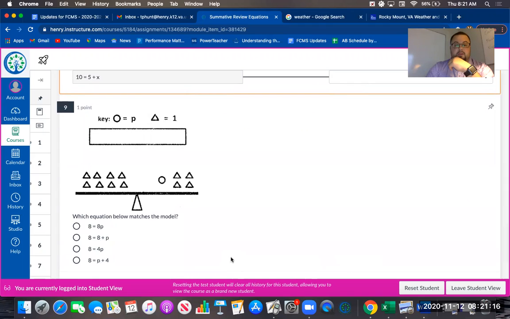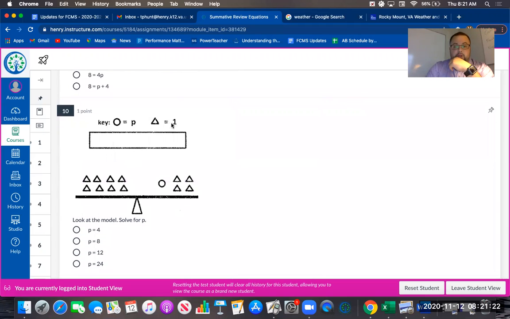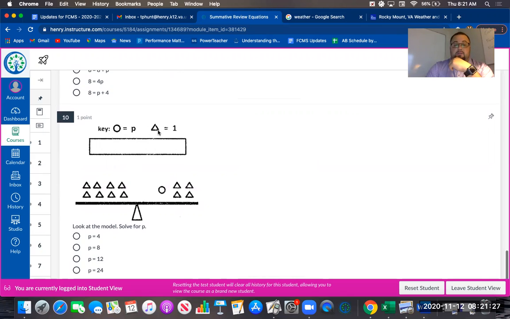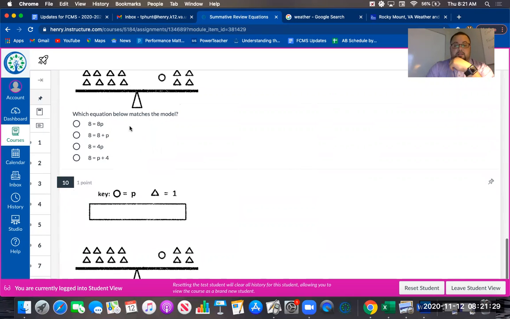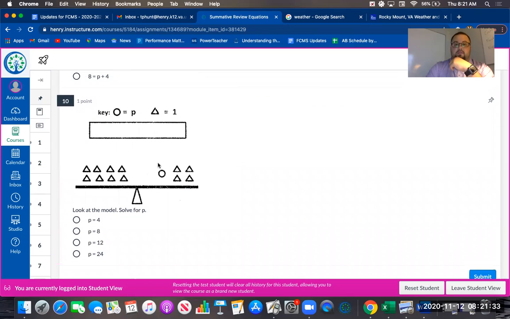All right. And again, you have a model. Make sure you look at your key. And again, another model. Looking at your key. It's very important to look at your key on this. Now, what's important is this one tells you to build the actual equation. This one tells you to solve it.